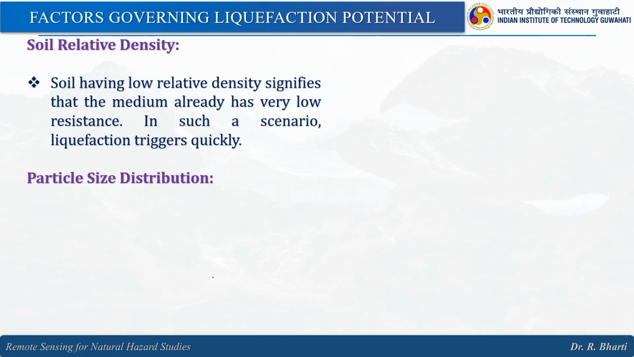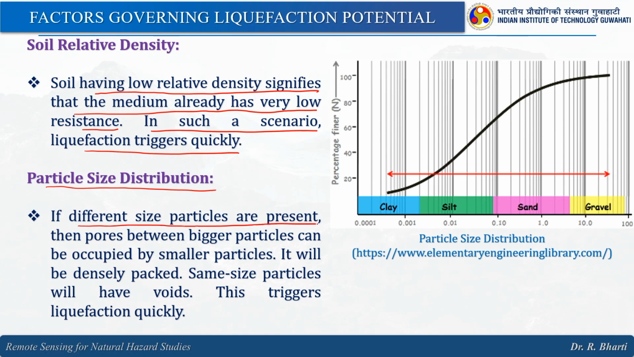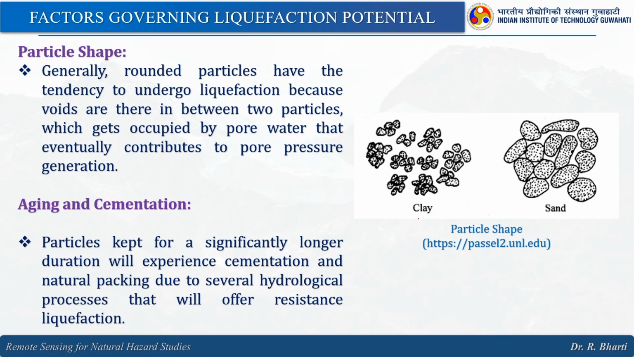Then comes the relative density. The soil having low relative density signifies that the medium already has very low resistance. In such a scenario, liquefaction triggers quickly. When we talk about particle size distribution, if different size particles are present, then the pores between bigger particles can be occupied by smaller particles. It will be densely packed, and same size particles will have voids. This triggers liquefaction quickly. So, all these parameters have a direct impact on the liquefaction potential of the soil column, right. Then the shape will also have an impact, right. You can see the clay and sand.